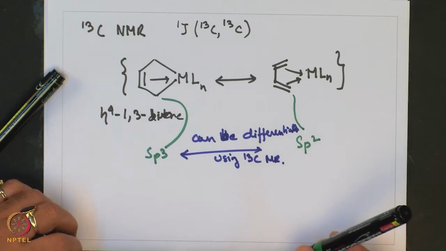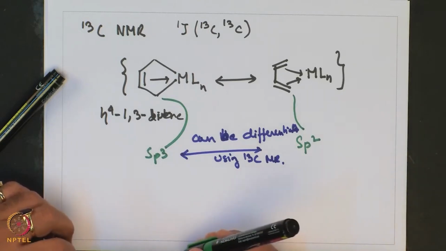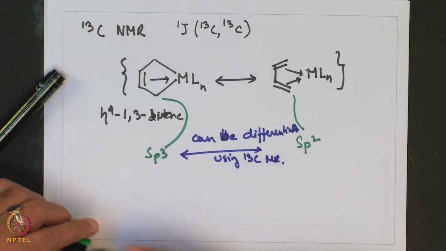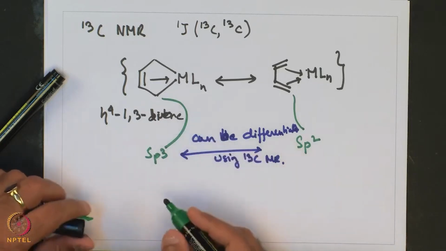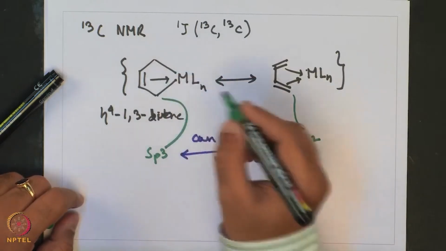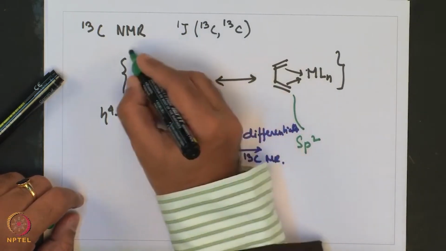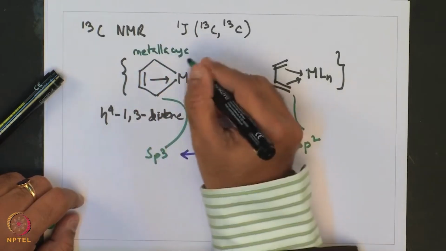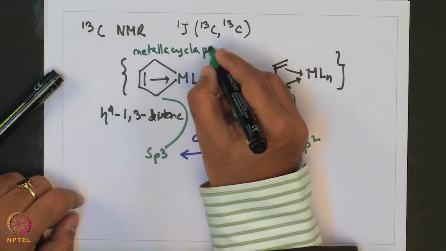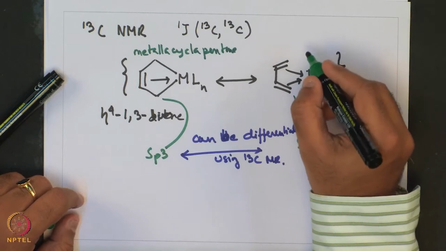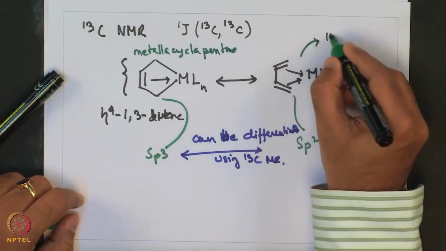Also, the late transition metal is designated as a pi complex, whereas the early transition metal is designated as a metallocyclopentene. So this structure is called metallocyclopentene, similar to the metallocyclopropane that we had seen. And this one is simply called a pi complex.